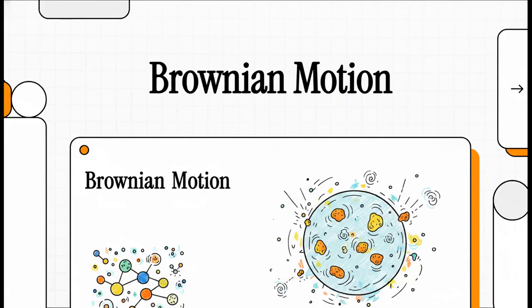Welcome to The Explainer. I'm so thrilled you're here with us because today we are diving into a true scientific detective story. We're going to see how a seemingly simple observation of flower pollen just floating in a drop of water completely flipped our entire understanding of the universe. We are talking about Brownian motion.